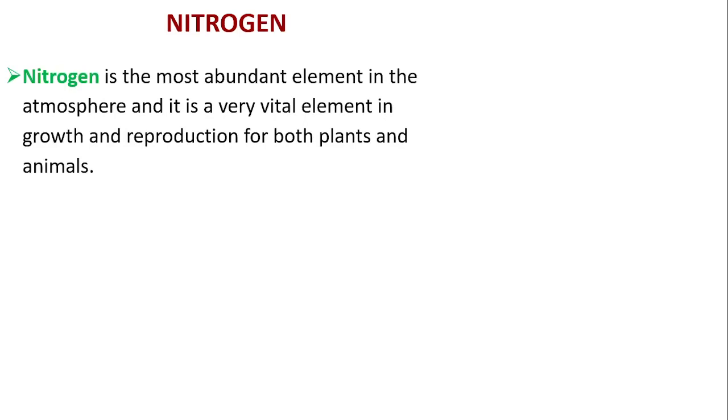Okay, we can do the last guy, who is nitrogen. Nitrogen is the most abundant element in the atmosphere, and this one is very important in terms of the reproduction of plants and animals.